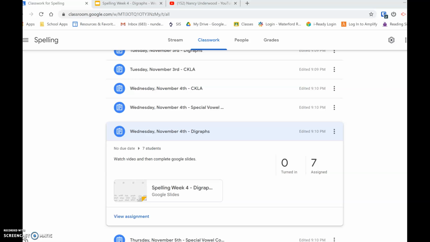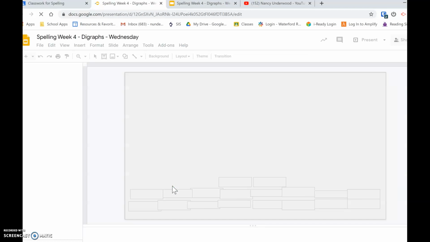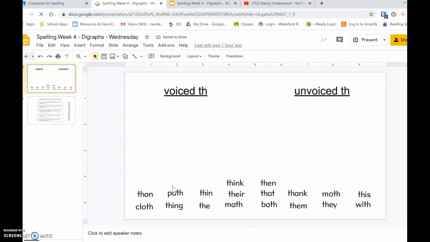Today's Wednesday spelling, and we're working on digraphs. So when you click on your Google Classroom, it will look like this. And there'll be some slides in your Google Classroom if you click on. You're going to see this.